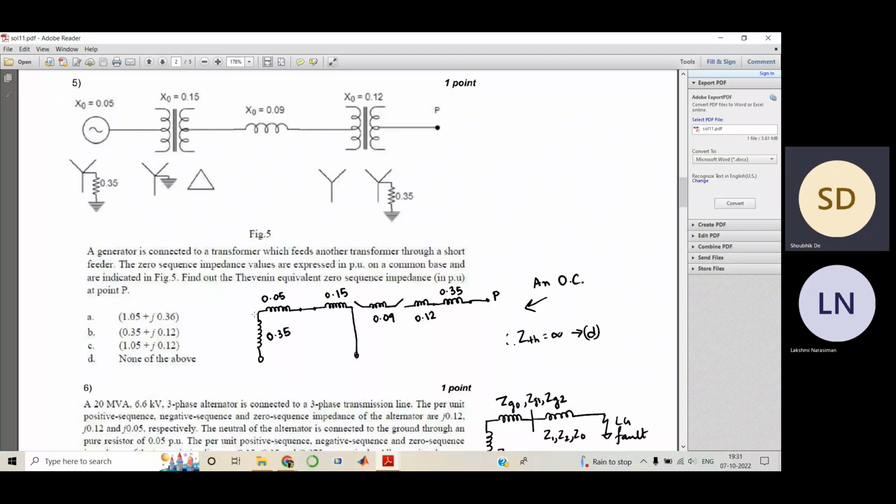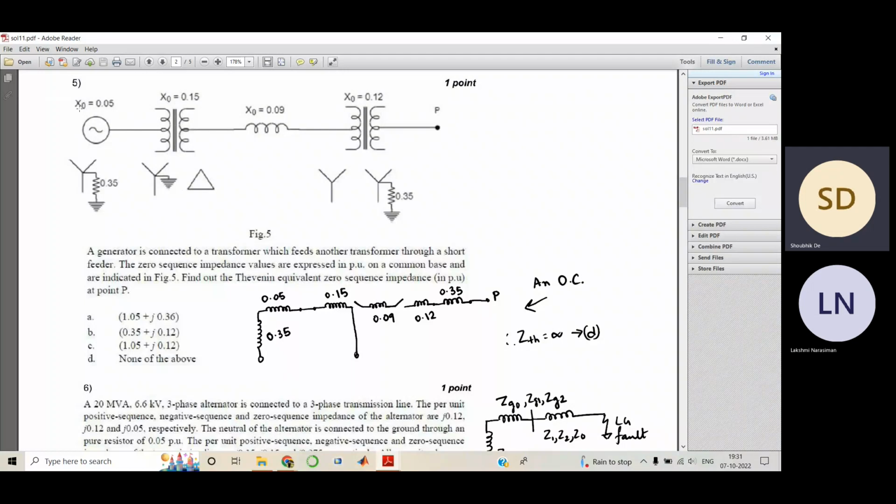We just now saw this, right? So this is your 0.35, which would be resistance, not impedance. And then we have this zero sequence impedance. You can see they have given this X0.